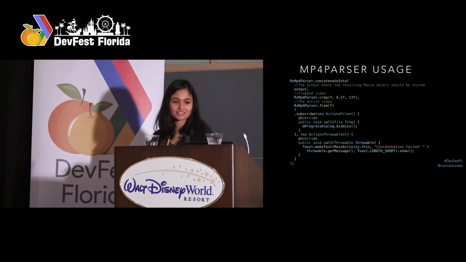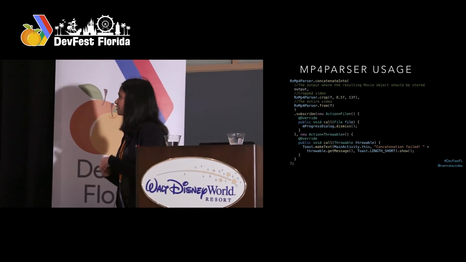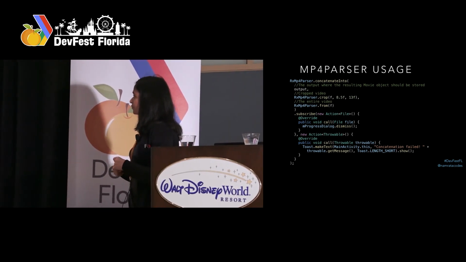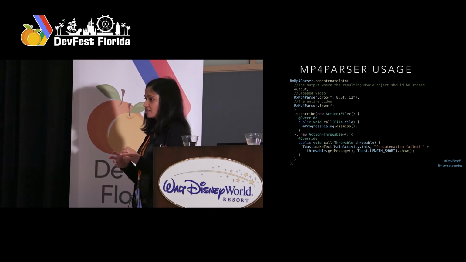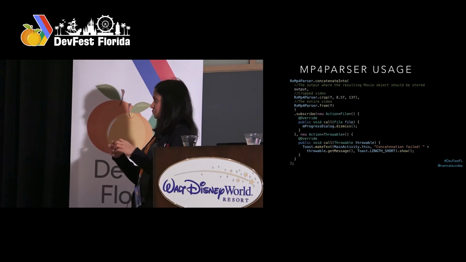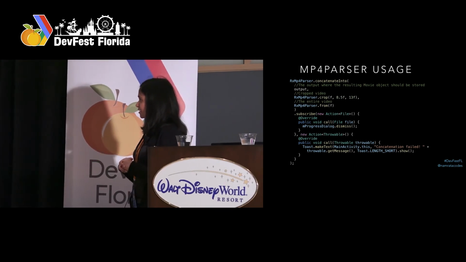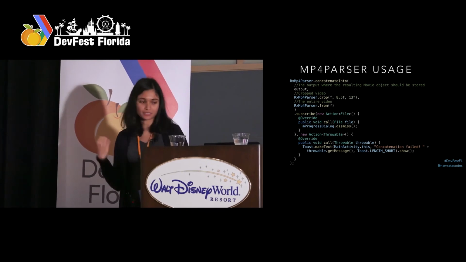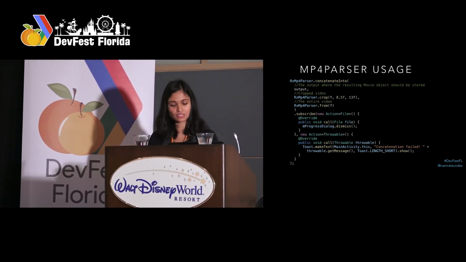This is just an example of how you could use the MP4 parser library in your app. Here I am concatenating a cropped version of the input with the entire input file. And as you can see, it's a really simple API to use. This is the RxJava version of the MP4 parser.